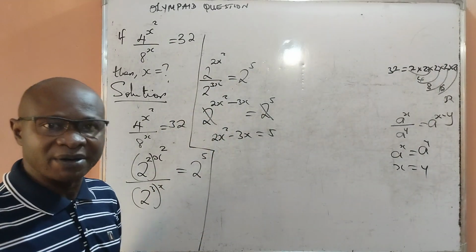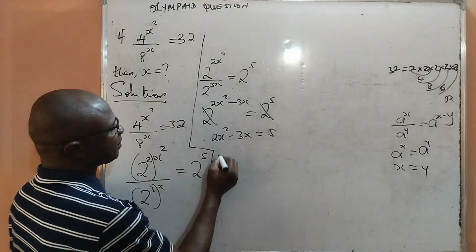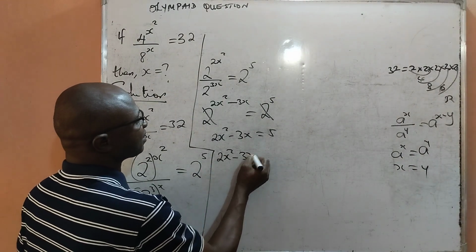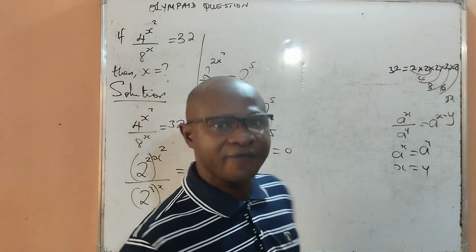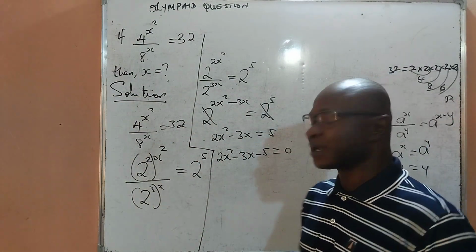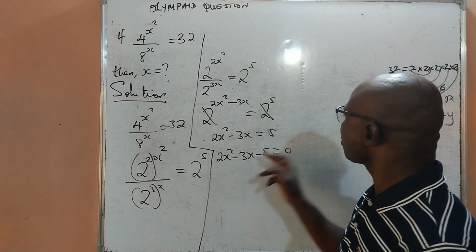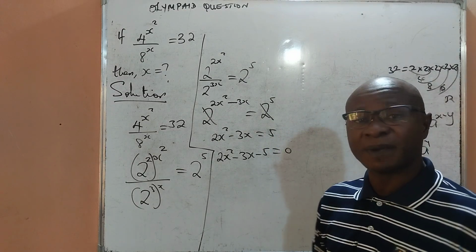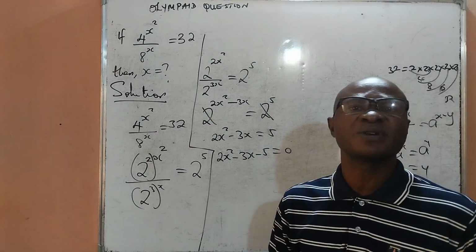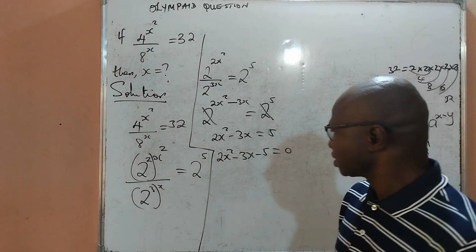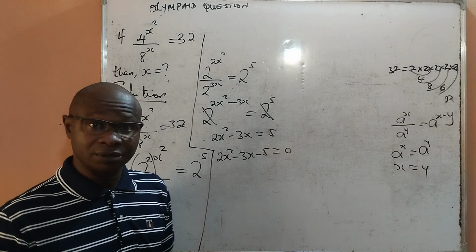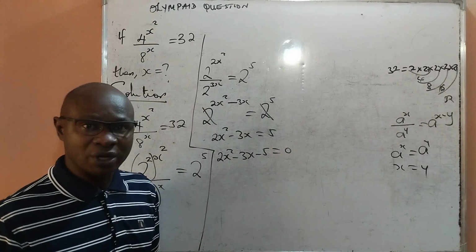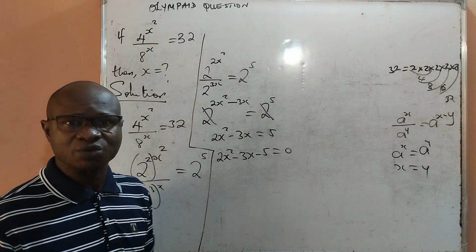If I move 5 from the right hand side to the left, what it will give me is 2x squared minus 3x minus 5 is equal to 0. If you look at it very well, you will agree with me that this is a typical quadratic equation. What does that mean? We can use any of the methods of quadratic equation: factorization method, formula method, or even completing the square method.